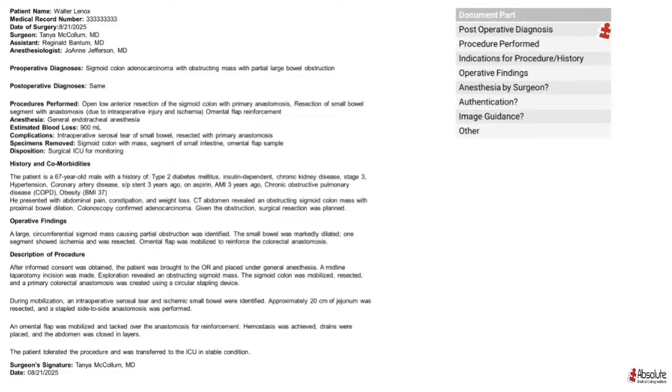Operative findings. Large circumferential sigmoid mass causing partial obstruction was identified. The small bowel was markedly dilated. One segment showed ischemia and was resected. Omental flap was mobilized to reinforce the colorectal anastomosis. Description of procedure. After informed consent was obtained, the patient was brought to the OR and placed under general anesthesia. A midline laparotomy incision was made. Exploration revealed an obstructing sigmoid mass.